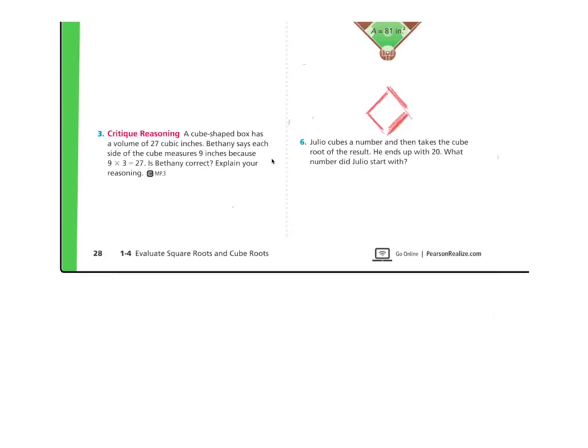Hopefully you have already drawn your cube. Here we go. There's the cube.